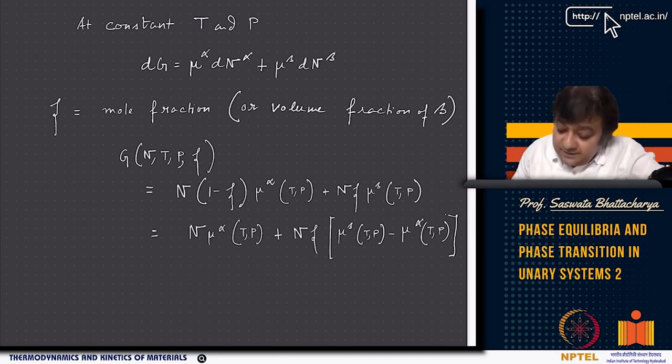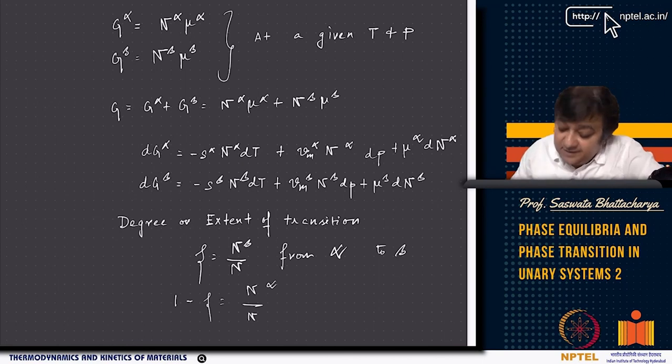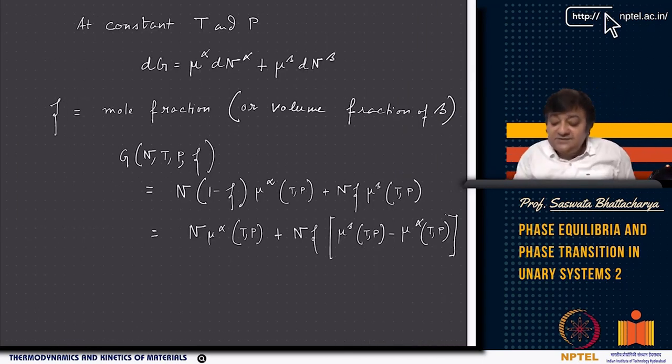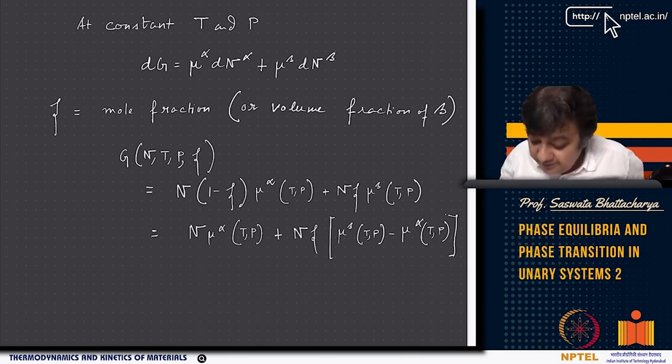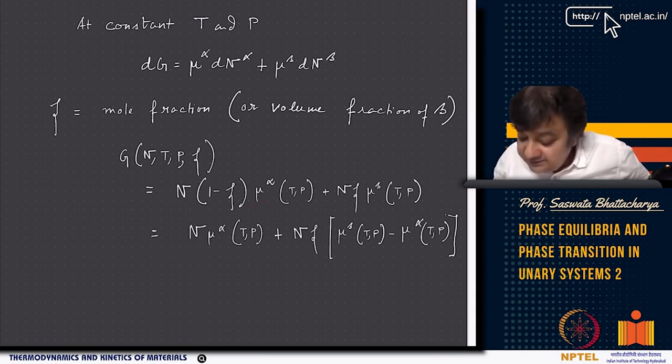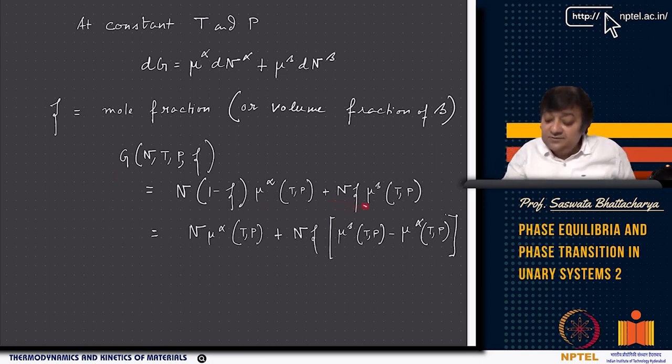I can write this as n alpha. So, you have g, right? So, g is n alpha mu alpha. Basically, I am writing n into 1 minus zeta, where 1 minus zeta is the mole fraction n alpha by n, into mu alpha. And this is g, and this will be n zeta mu beta, as a function of temperature and pressure.